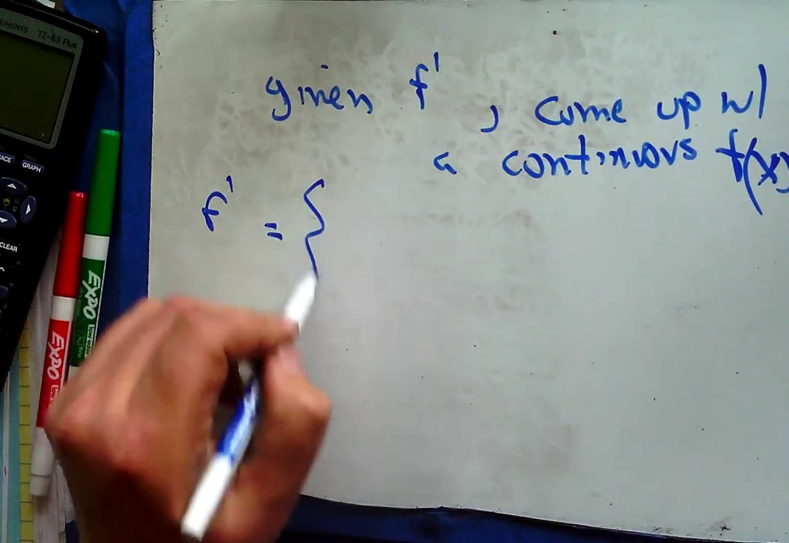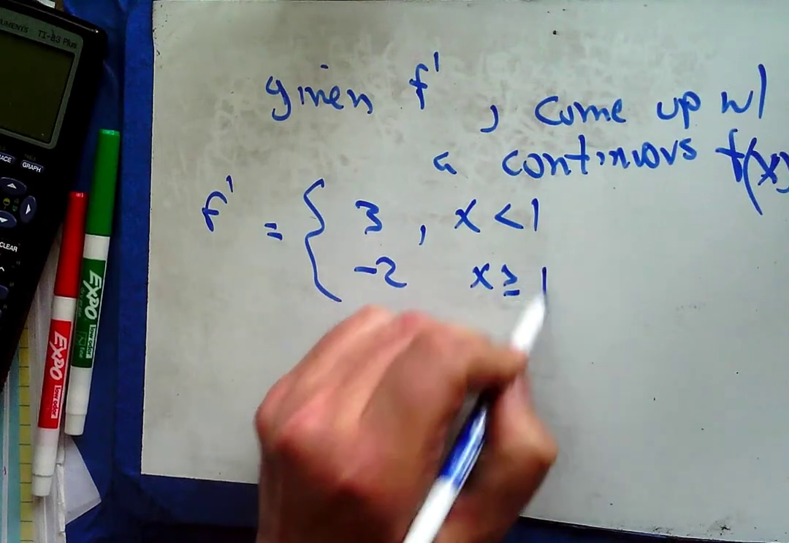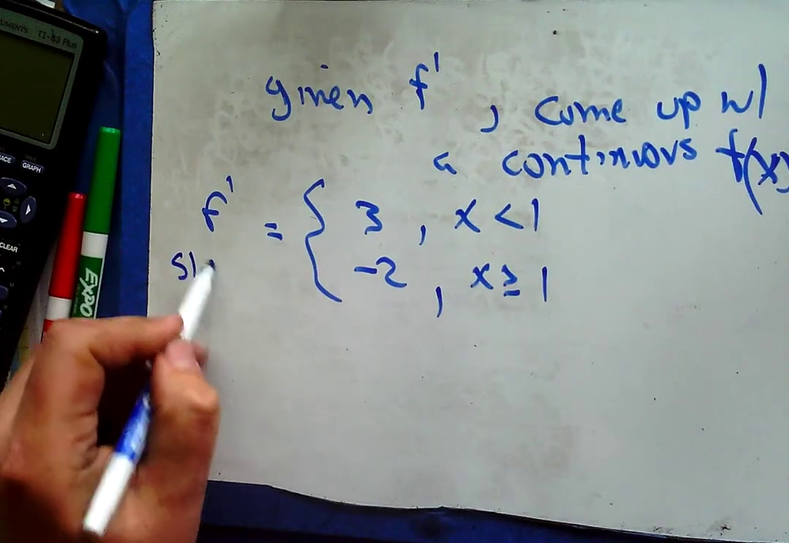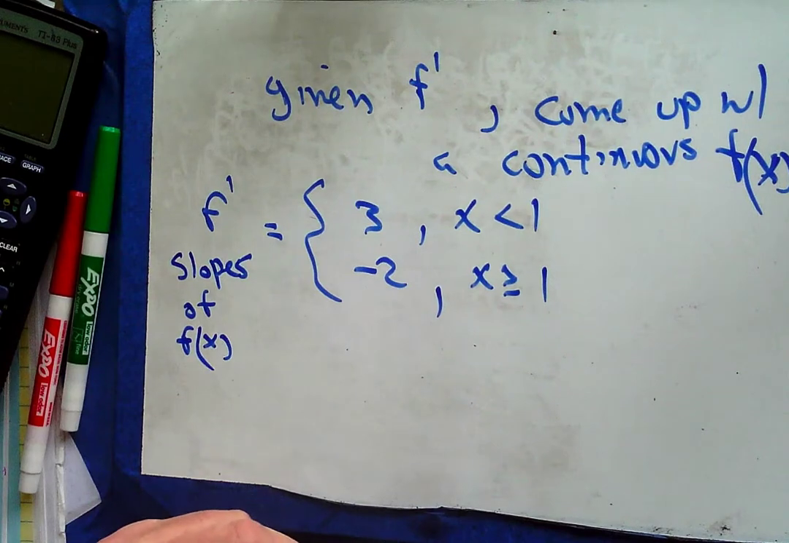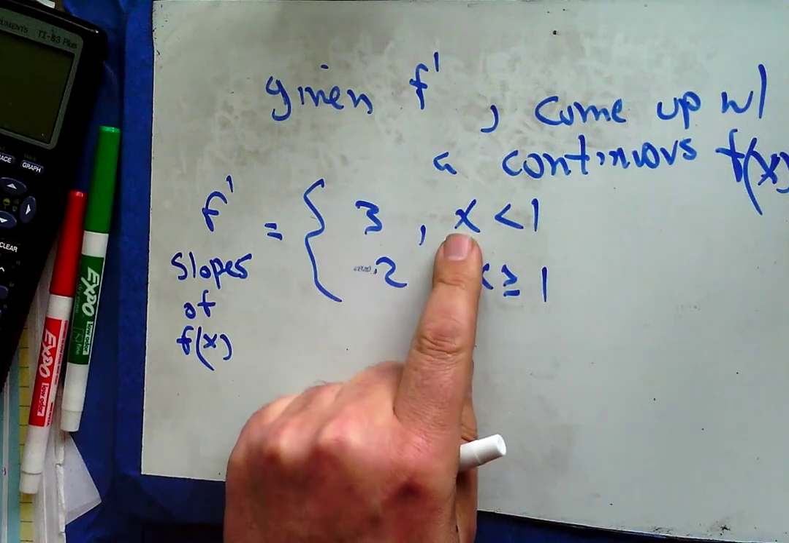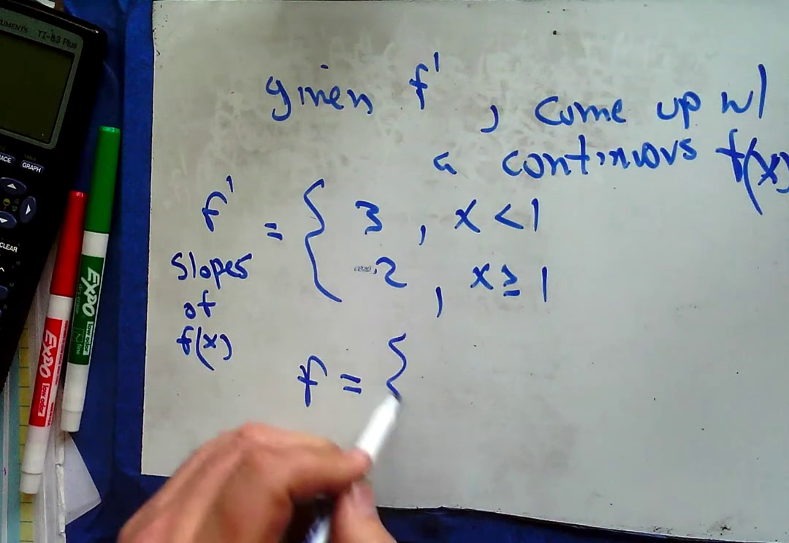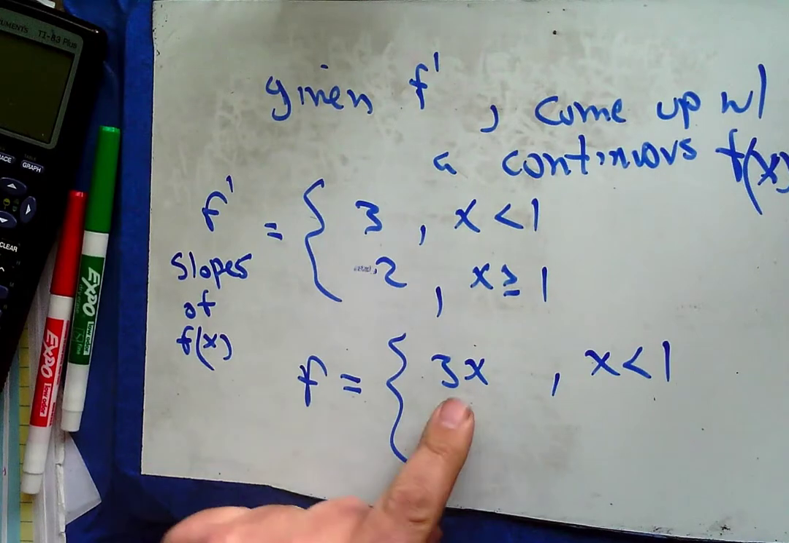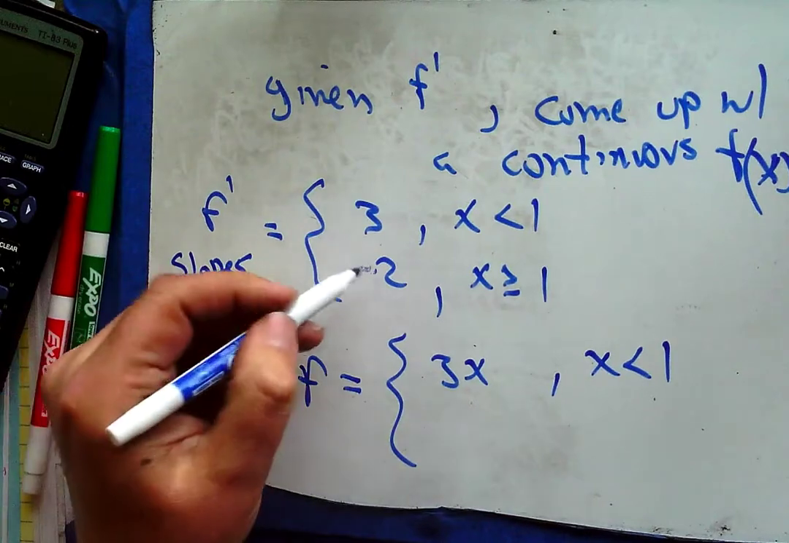Well, here. I'm not going to be too horrible to start with. X less than 1, x greater than or equal to 1. So there's our f prime. Remember, f prime represents the slopes of f of x. So this is a slope. What function has a slope of 3 everywhere? Well, couldn't we say f then equals 3x for x values less than 1? Yeah, why not? Because what's the slope of this? The slope of this is going to be 3 everywhere, and that's what that says.